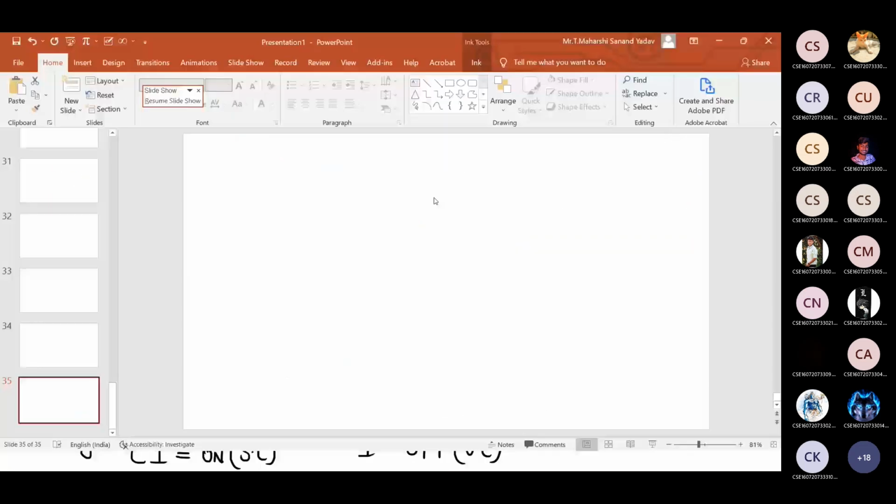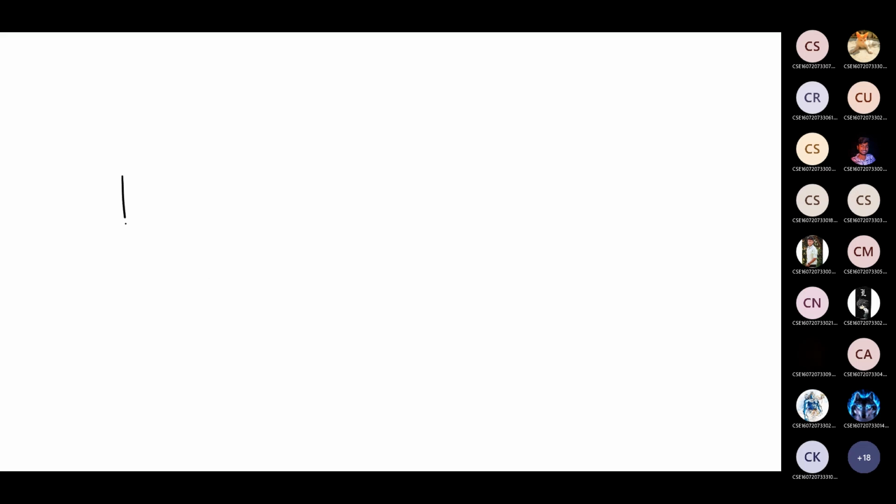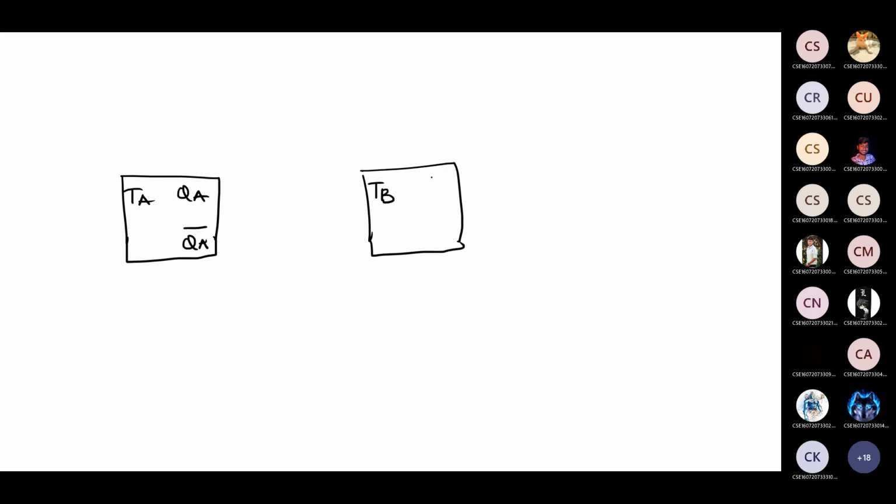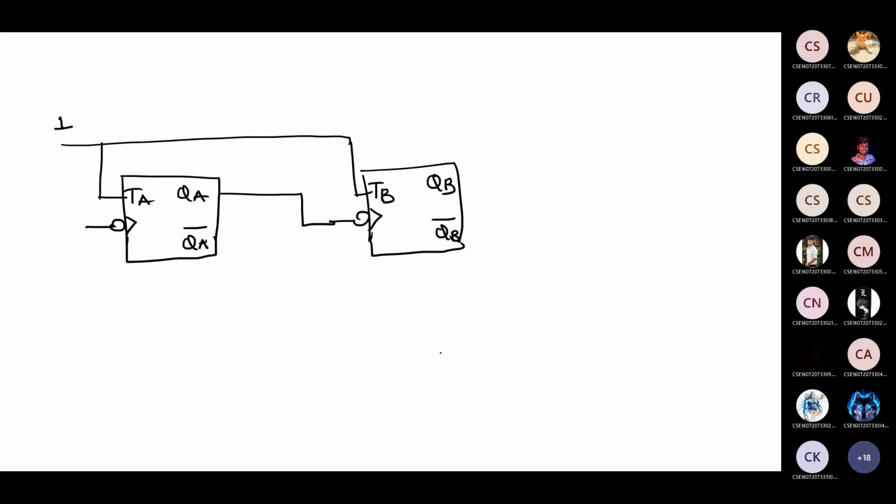So let me draw for the case which I have assumed. So take 2 flip-flops. This is TA, this is QA, QA bar. Next one will be TB, QB, QB bar. Same diagram I'm drawing again. This is negative edge trigger, and as it is up counting, it should be opposite sign, so connect it from QA. And by default, TA and TB should be connected to logic 1. Clear till here?